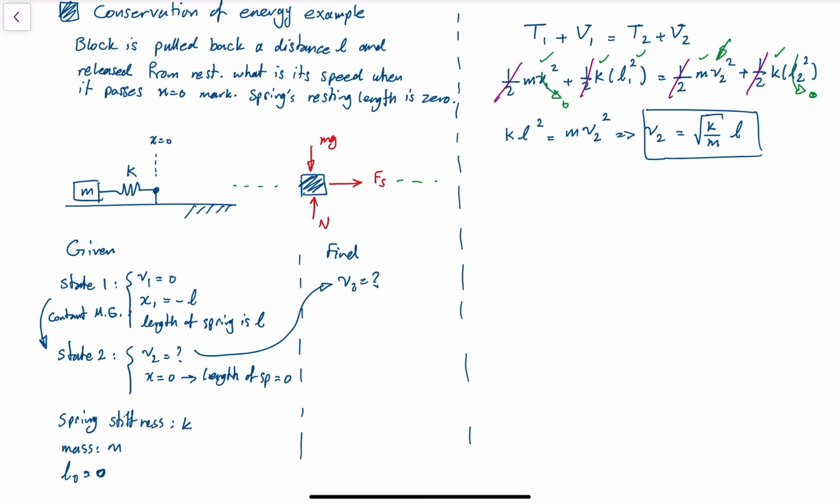All right. So this is how you can use the conservation of energy to solve for relationship between movement and speeds when all your forces are conservative.